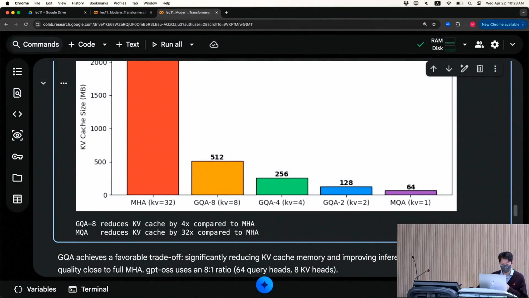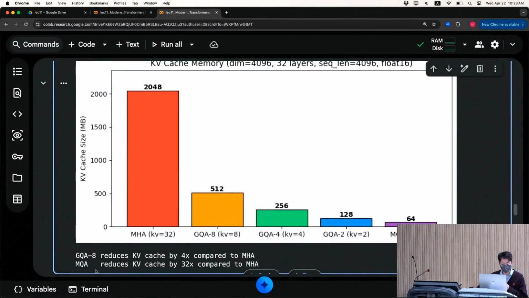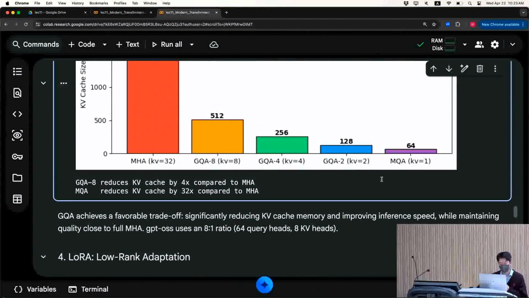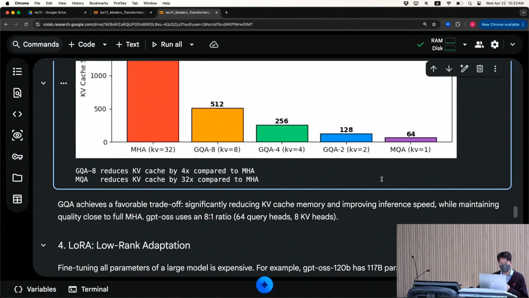Okay, so compared to multi-head attention, multi-query attention, for example, reduces the KV cache size by 32-fold. If you use GQA 8, it reduces the KV cache size by 4 times. So the savings is quite significant. Because last time, as I told you, as we increase the token length, as we do longer and longer context generation, then the bottleneck becomes the size of the KV cache in the memory.